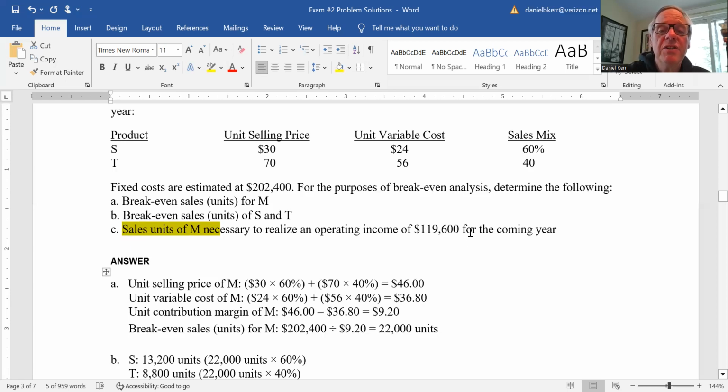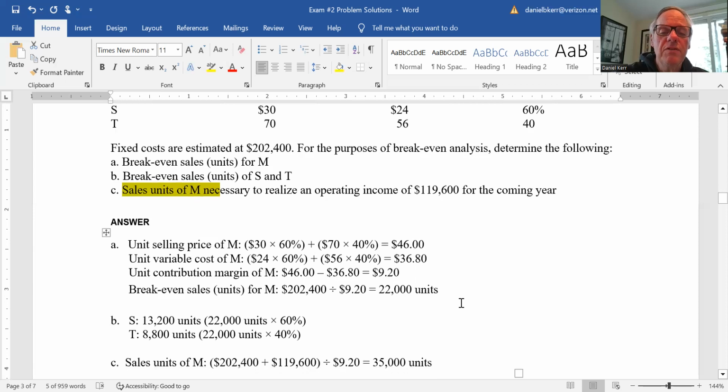And then for the cost, it's 60% of $24 plus 40% of $56. That gives us a combined amount of $36.80. So the unit contribution margin, given the mix of the 2 products, is $9.20. Divide the fixed cost of $202,400 by $9.20. So they break even at 22,000 units. But that's the composite level.